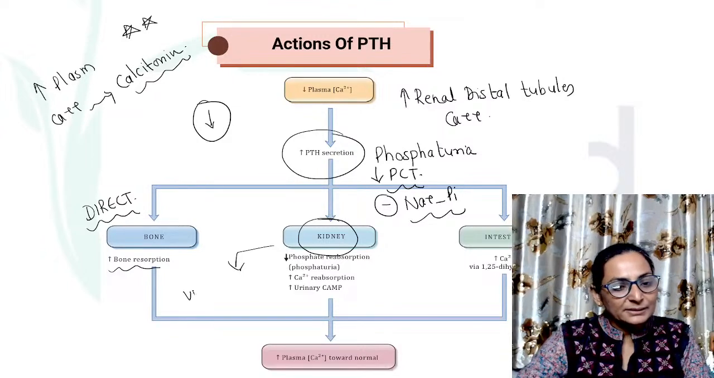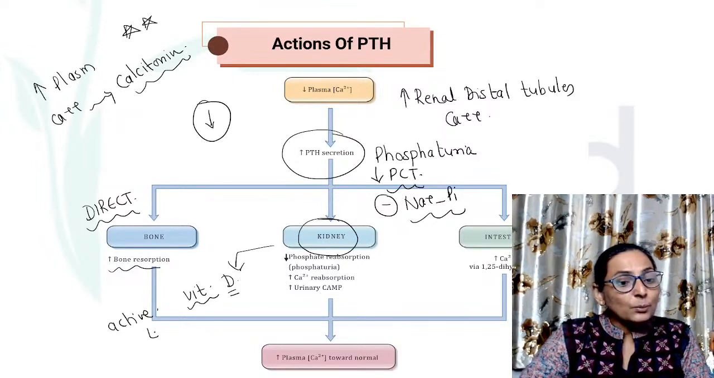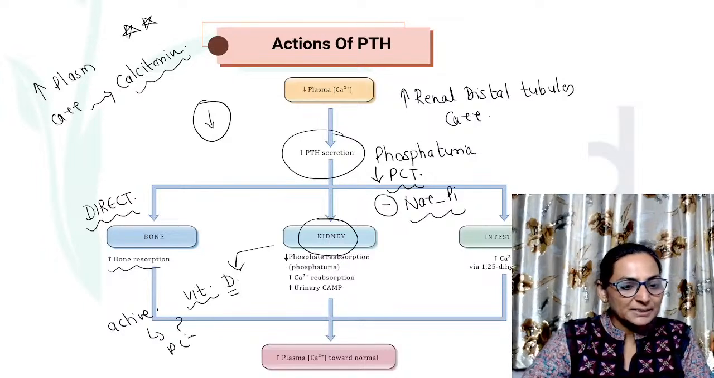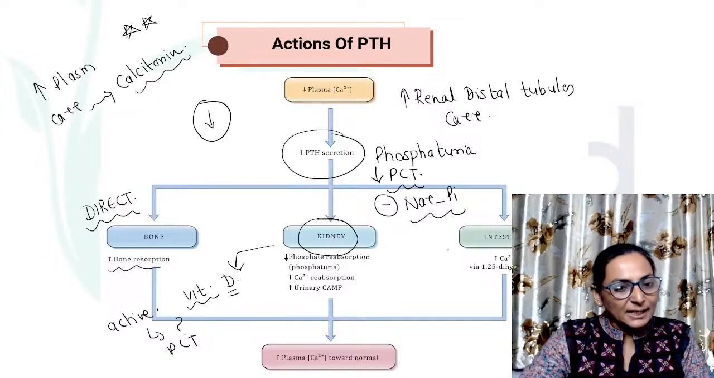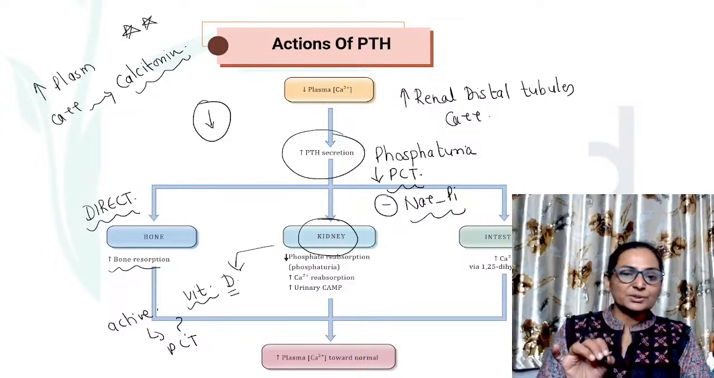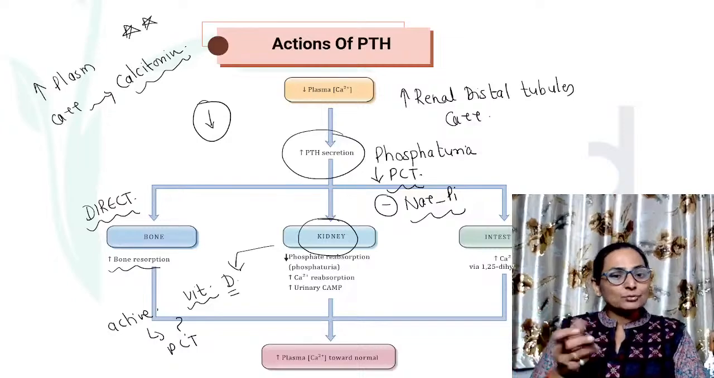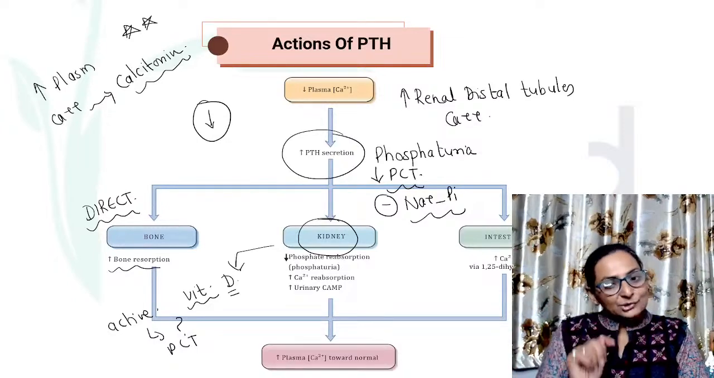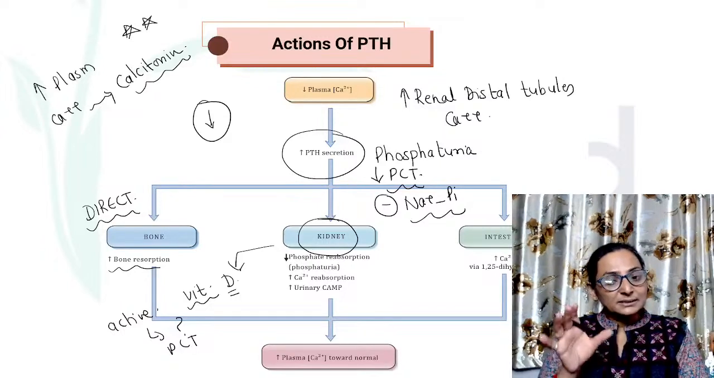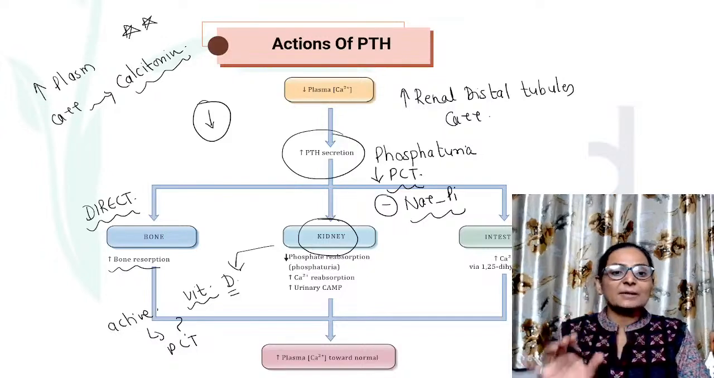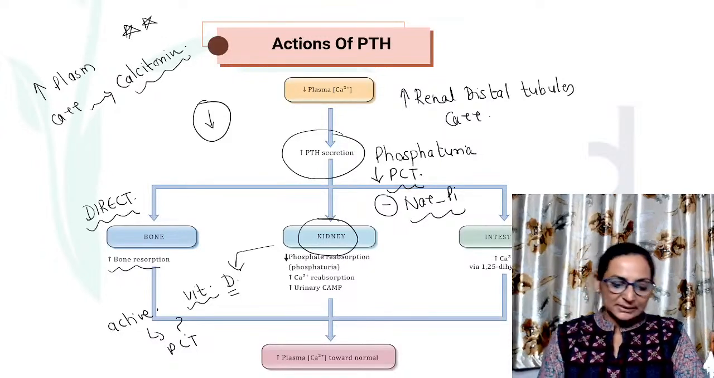But in the kidney, it also results in an increase in the formation of the active form of vitamin D, which is done in the PCT. This increased vitamin D will now act in the intestine to increase calcium reabsorption by increasing its binding through calbindin. So the action of PTH on the intestine is via vitamin D. Therefore, remember, boys and girls, that it is also called an indirect action of PTH on the intestine.